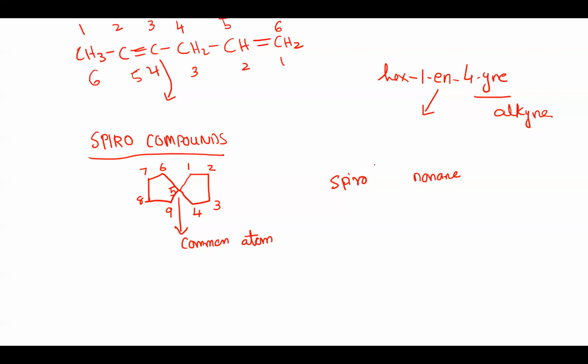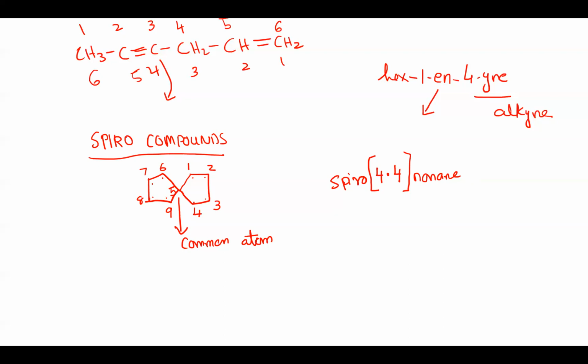Now you can see that this ring has 1, 2, 3, 4 atoms. This ring also has 1, 2, 3, 4 carbon atoms other than the junction. So we can put a square bracket over here and put 4.4. So the compound name is spiro square bracket 4.4 nonane. It is how we can name this compound.